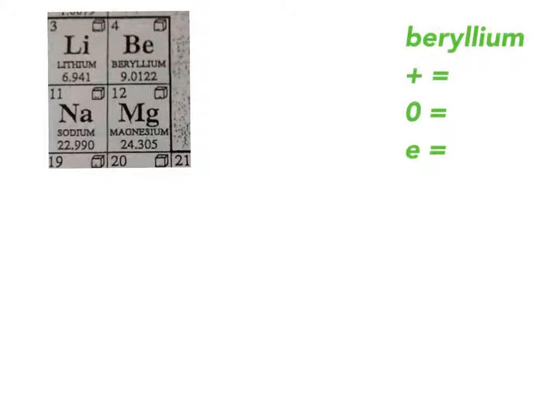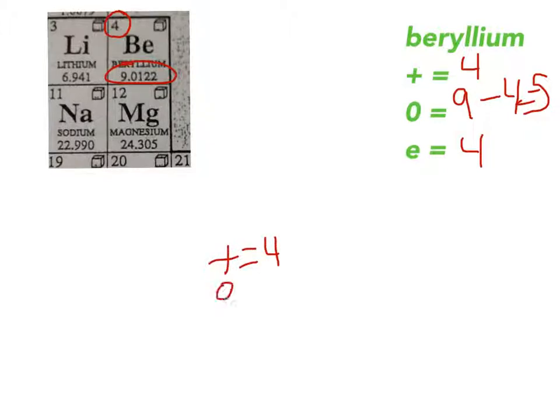Let's try a different one, beryllium. Here's beryllium. First, take a look at the atomic number. Beryllium's atomic number is 4. That tells us protons and electrons. We look at the atomic weight, or mass. We round that to the nearest whole number, which is 9. We go 9 minus atomic number, which is 4, which is going to give us 5 neutrons. 4 protons in the nucleus, 5 neutrons in the nucleus.